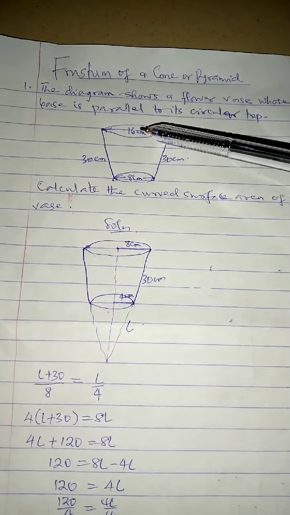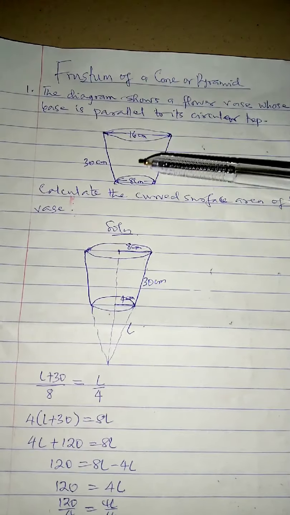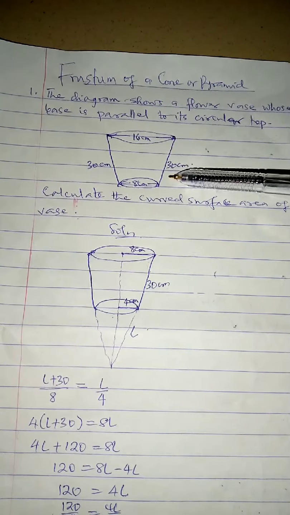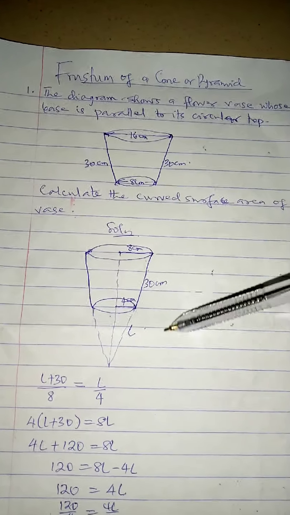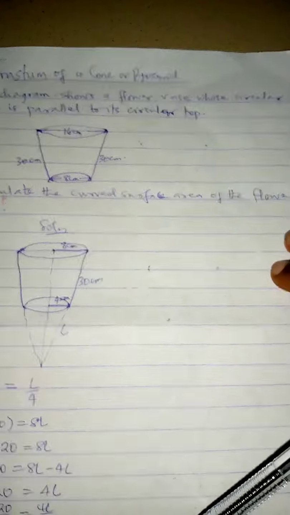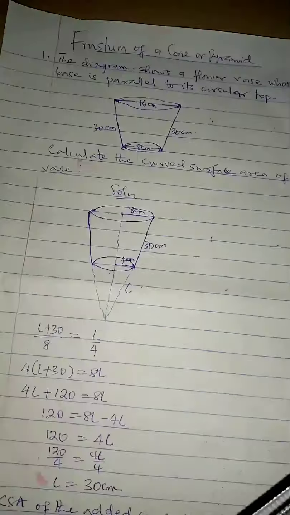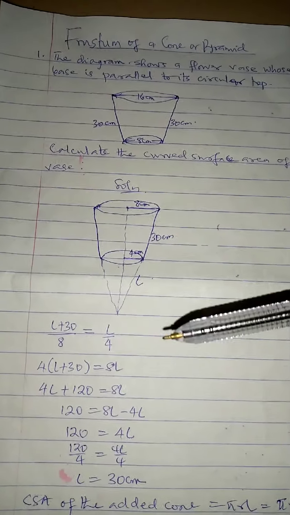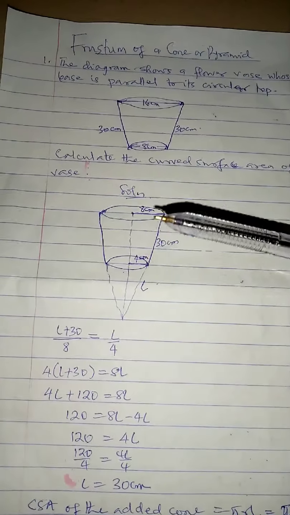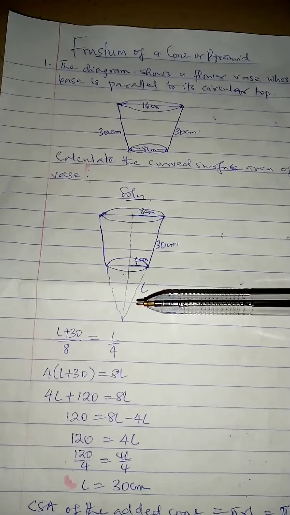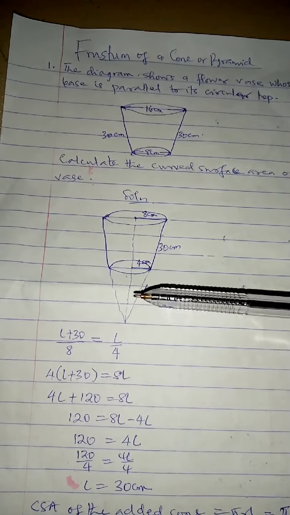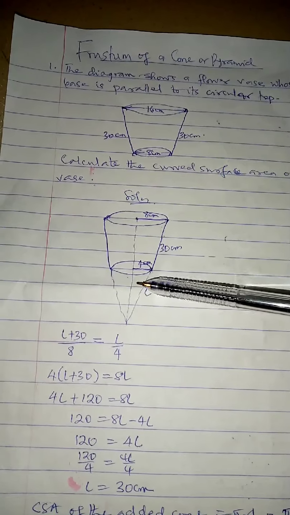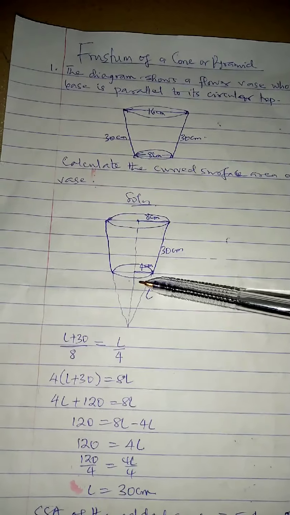The diameter for the top is 16 cm, diameter for the bottom 8 cm, the slant edge 30 cm. We are to calculate the curved surface area of the flower vase. As I told you, whenever you are working on frustum of a cone or pyramid, the first thing you are to do is to complete it into a full cone or pyramid, as the case may be. That is what you have here.